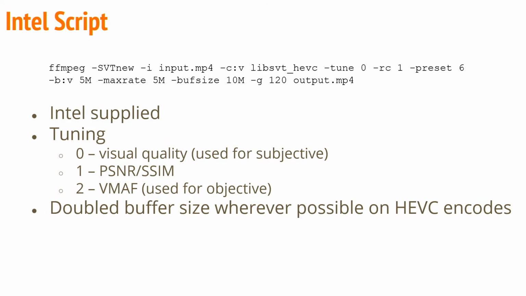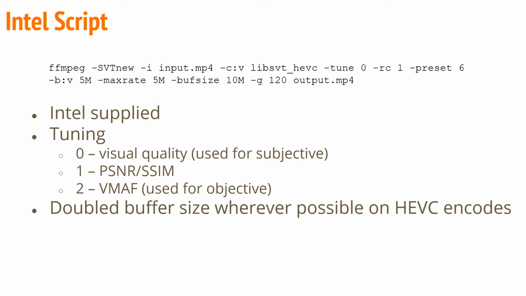And here's the Intel script. This was provided by Intel. And then there were 3 tuning mechanisms that we used. One is you tune 0 for subjective quality, and that's what we see up here on the command string. If you're producing for PSNR or SSIM, you would tune 1. If you're producing for VMAF, you would use 2. And this is what we use for VMAF and PSNR.